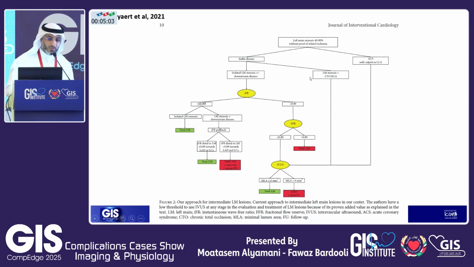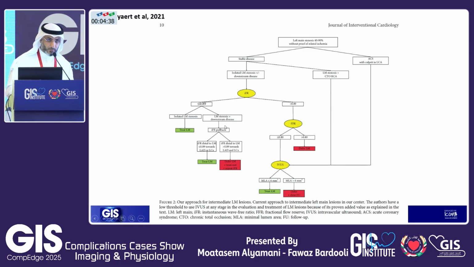If there is no CTO of the RCA, isolated left main with or without downstream lesion, then you use iFR. If the iFR is negative, then you use FFR to make sure that it's negative. If it's negative in both, then you defer. If it's positive in the FFR, negative in the iFR, you go to IVUS to help you decide. If the iFR is positive, if it's isolated in the left main, you treat it.